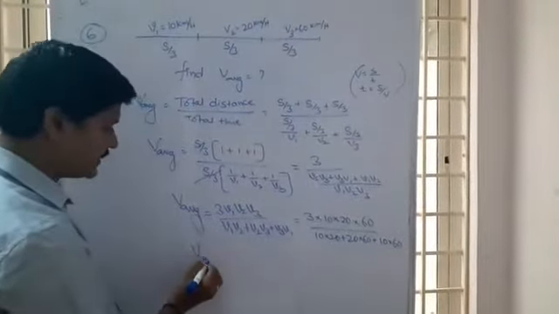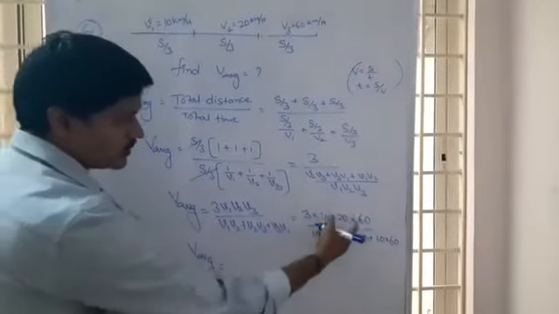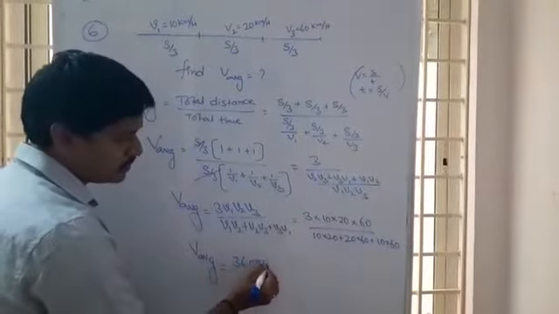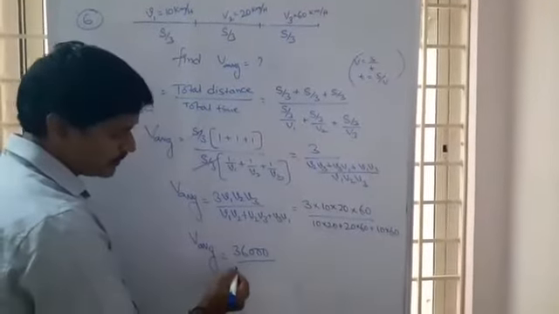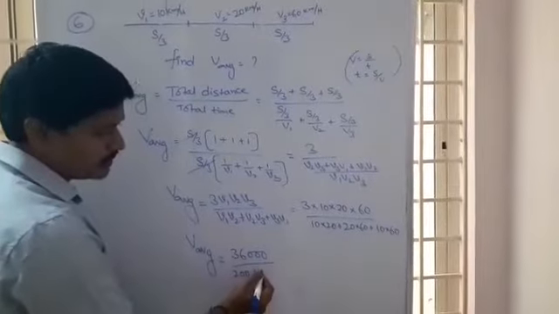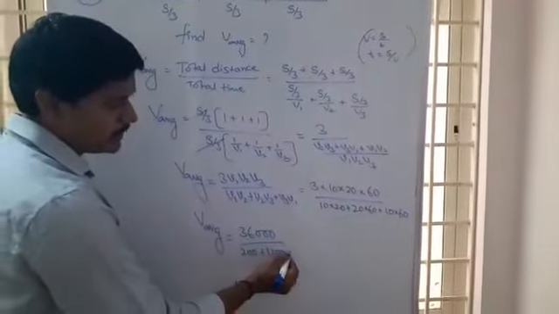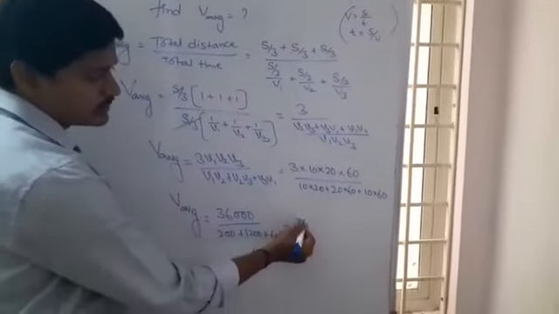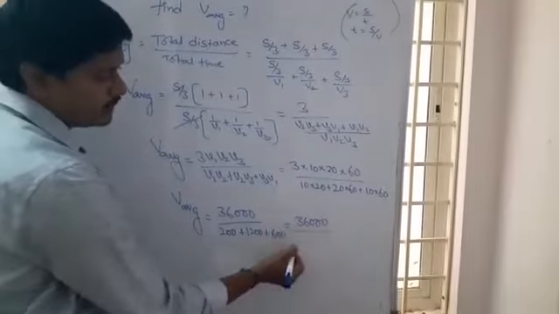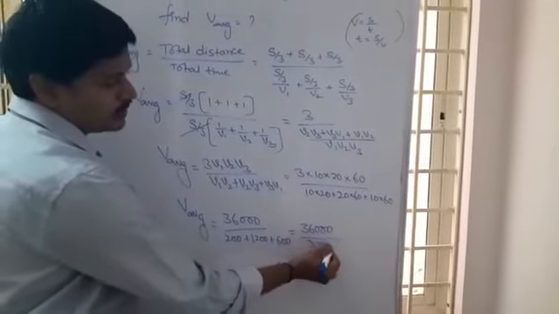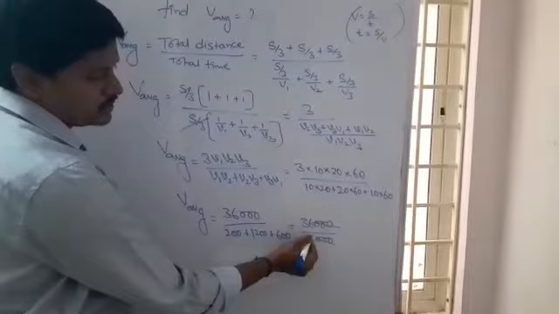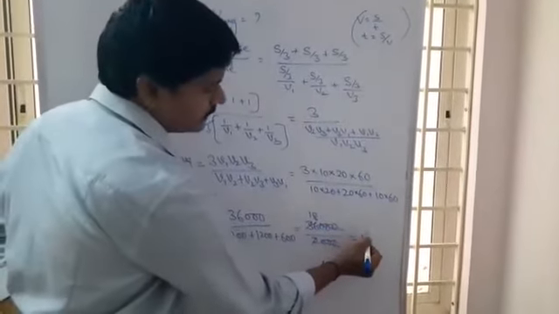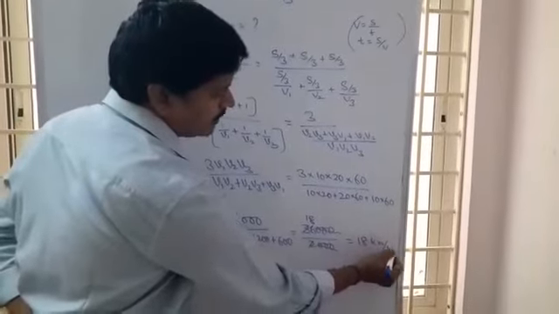So average speed is equal to 3 times 6 is 18, 18 times 2 is 36, so 36,000 divided by 200 plus 1200 plus 600. So 36,000 divided by 2000, the zeros get cancelled, 2 times 18 is 36, therefore 18 kilometer per hour. Eighth one.